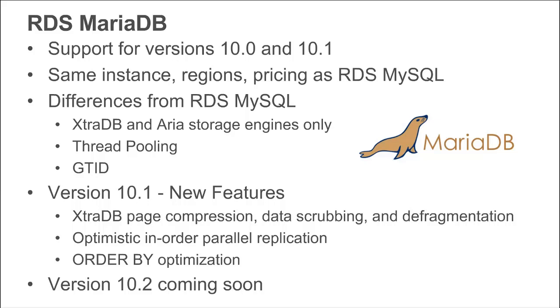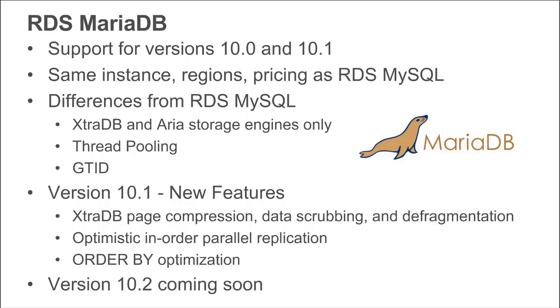In version 10.1, there are a few additional features such as page compression for XtraDB, which is slightly different from the compressed storage format provided by InnoDB. You only get compressed pages within the buffer pool, which is different from InnoDB storage, where you could have both compressed and uncompressed. So this improves performance. Similarly, there are improvements to data scrubbing and defragmentation that are available to you with version 10.1.